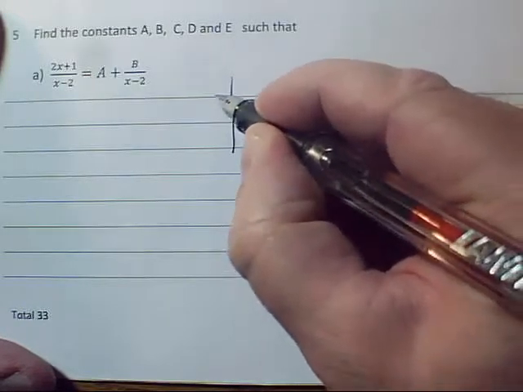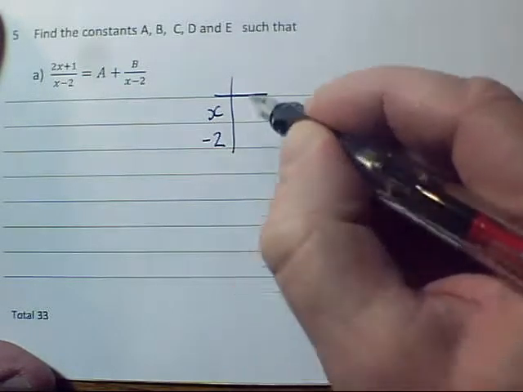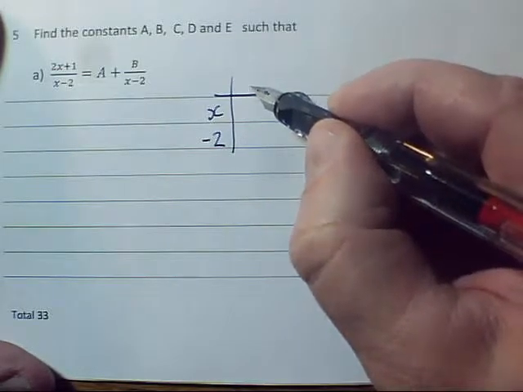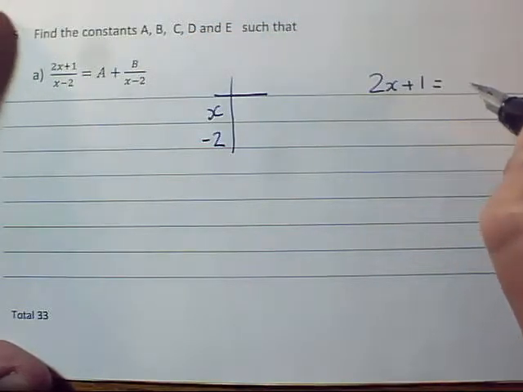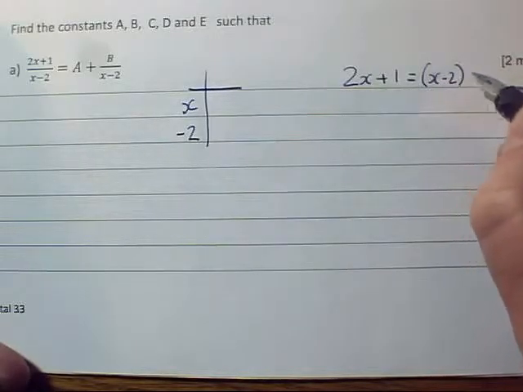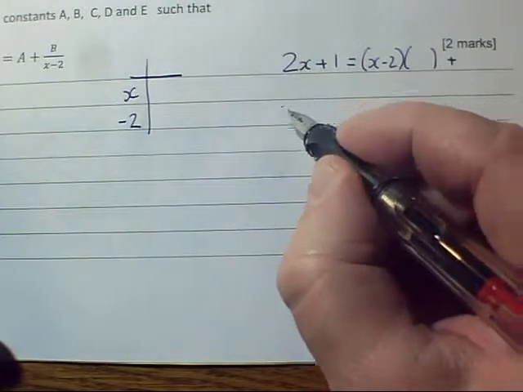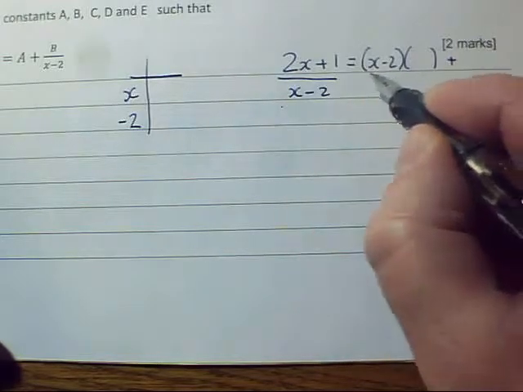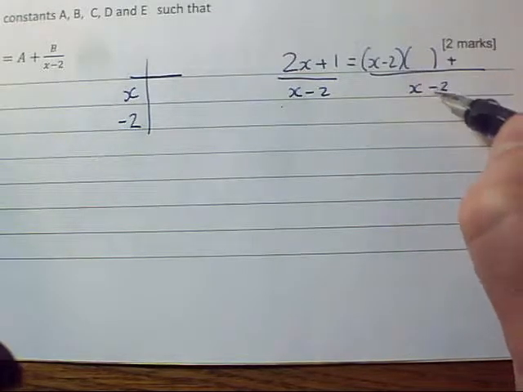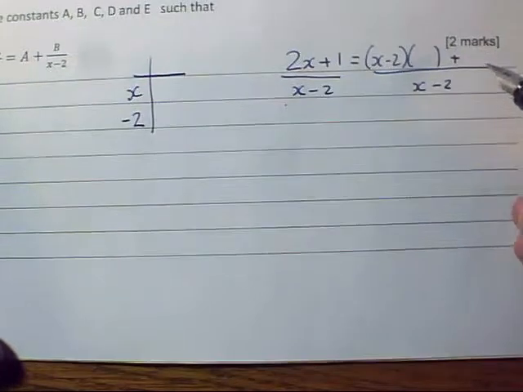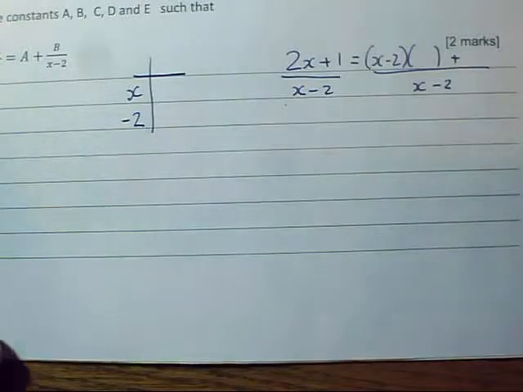So what we're trying to do is achieve a grid that, when we multiply it out, will have an x minus 2 down the side, and there's only going to be a constant here, because the highest power is x. So 2x plus 1 equals x minus 2 times something, which will be the quotient, plus something else, which will be the remainder. Because if I do that, then I can put everything over the x minus 2, and this first part, x minus 2 times the quotient divided by x minus 2, is going to give me the a, and the remainder part over x minus 2 is going to give me this b over x minus 2. So that's how the method works.